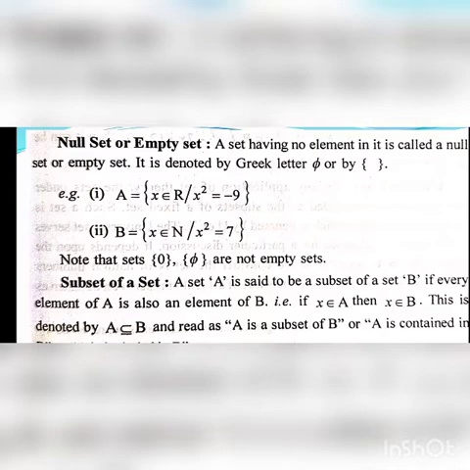The second example is B equals {x belongs to the set of natural numbers such that x square equals 7}. So we know that the square of any natural number cannot be 7. So here the set B is an empty set. Note that the sets {0} and {phi} are not empty sets.